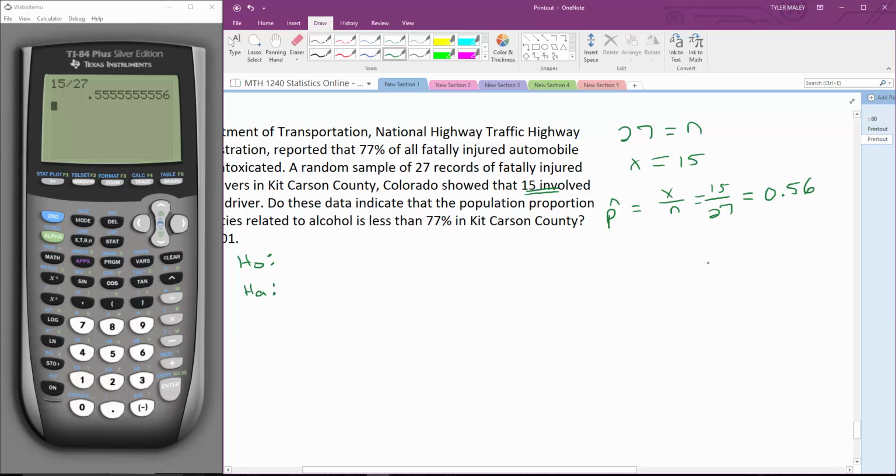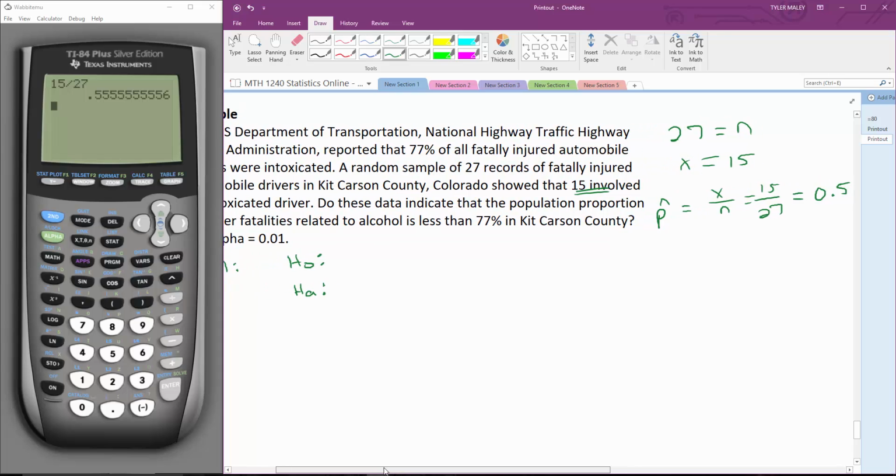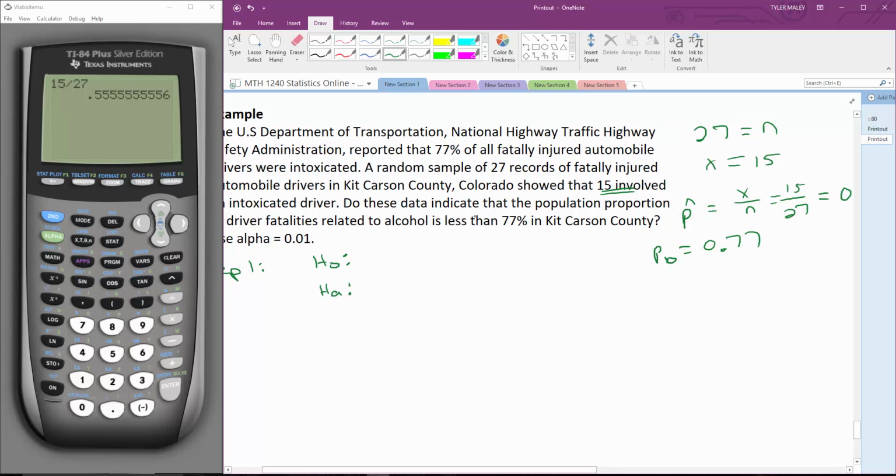We are rounding here, right? So when I find my p-value, if I were doing this by hand, it might be a little different than using technology just because of the rounding. So we have p hat calculated, and then I want to find p naught. So what are we testing? We're testing 77%, so we're assuming that p naught is 0.77. And alpha, we want alpha equals 0.01. So that was given to us.